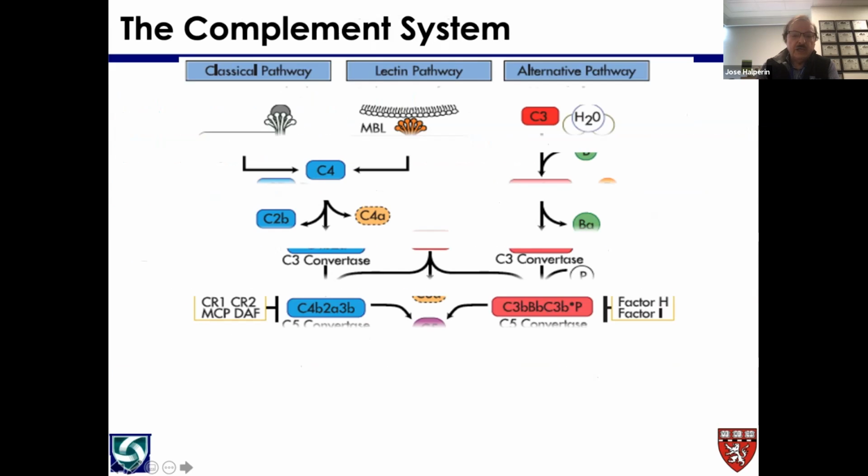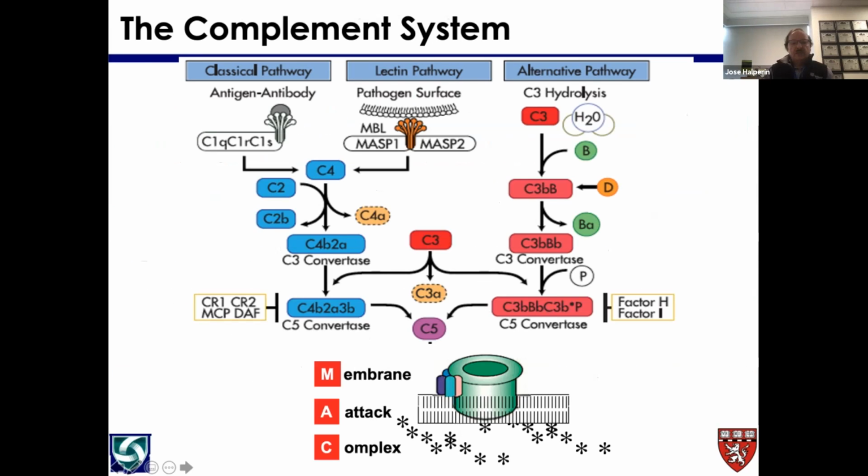So briefly, the complement system is an array of proteins in the circulation that are the first line of defense against foreign bodies and bacteria. An activation of complement eventually forms a membrane attack complex on the membrane of the target cell, which allows the influx of salt and water, swelling and lysis of the target cell.